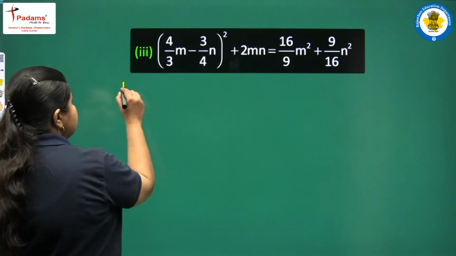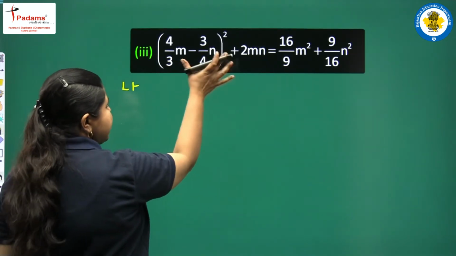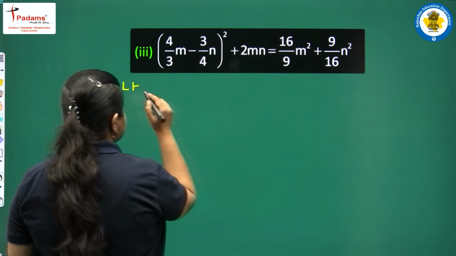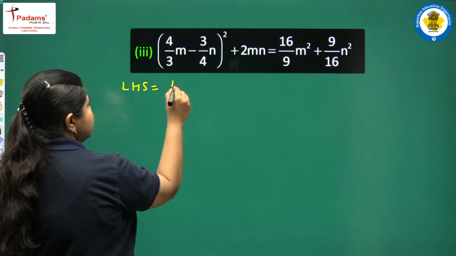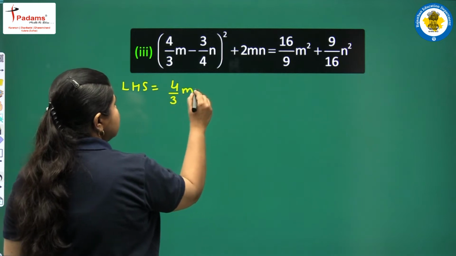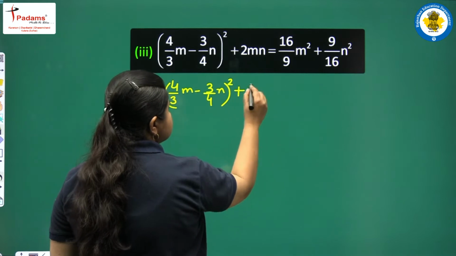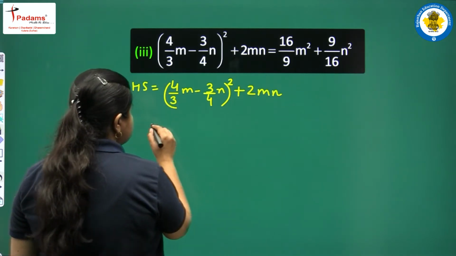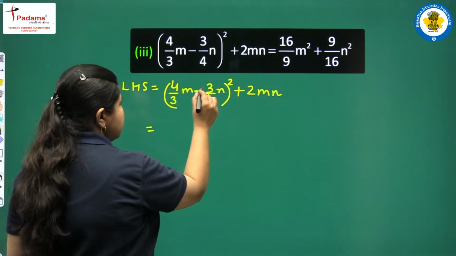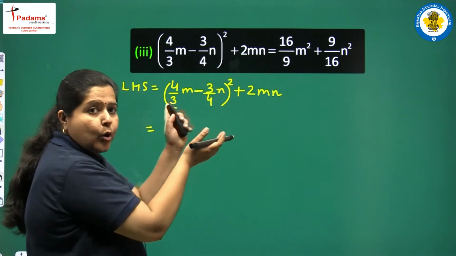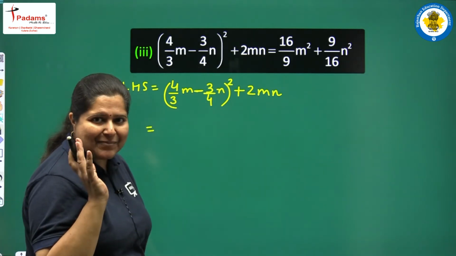Next one is this one. Here again we have to show that this expression in the LHS is equal to this RHS. So we begin with the LHS, 4 by 3m minus 3 by 4n whole square plus 2mn. Here you can see we have a minus sign in between and we are getting its whole square. तो यहाँ कौन सी identity apply होगी?